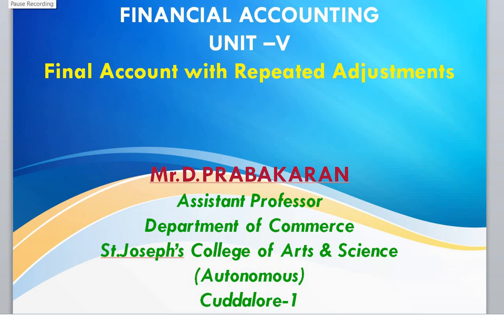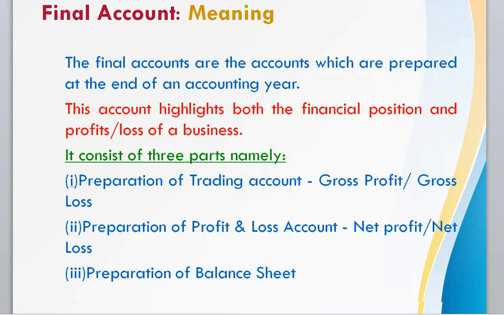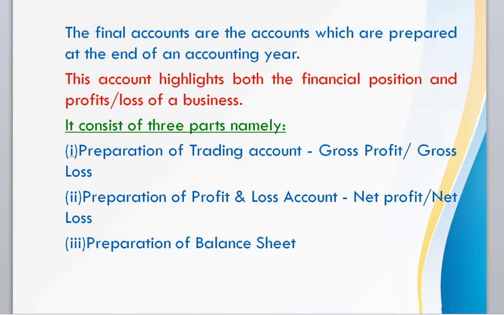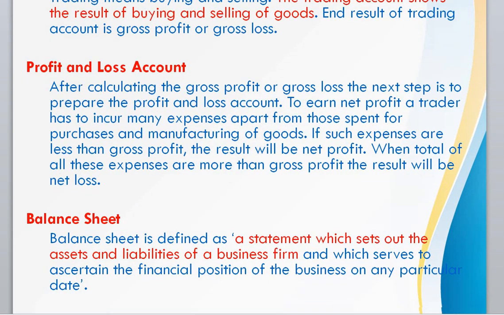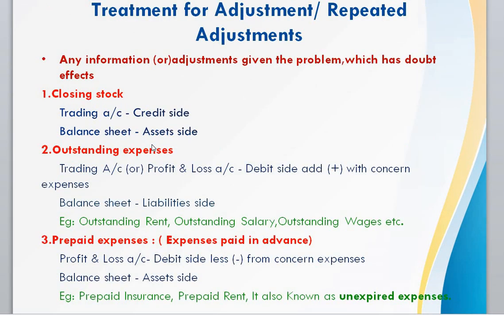In this video, I am going to teach about final account with repeated adjustment. The final account consists of three parts, namely preparation of trading account, preparation of profit and loss account, and preparation of balance sheet. We are going to see in this video what are the repeated adjustments that take place in the preparation of the final account, and what is the treatment for the adjustment in trading account, P&L account, and balance sheet.